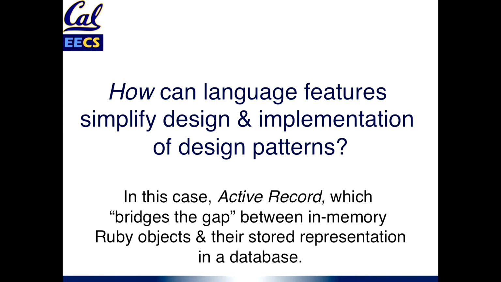It's a way, like we said earlier, of thinking about how you connect in-memory objects that are instances of a Ruby class with the representation of those objects when they're stored in something like a persistent database. So the thing that ActiveRecord tries to answer for us is, how can we use some of the interesting language features we've seen, like reflection and metaprogramming, to simplify how this design pattern is provided to us and how it's implemented? And in this case, the design pattern in question is ActiveRecord, which bridges the gap between instances of a Ruby class that you've defined and their stored representation.